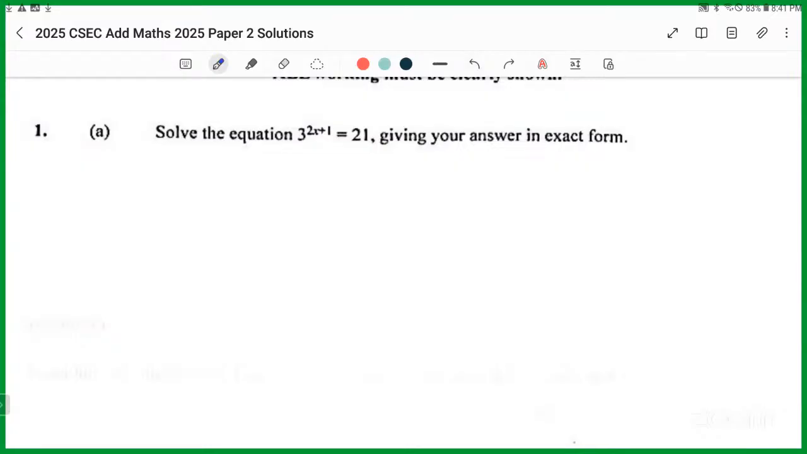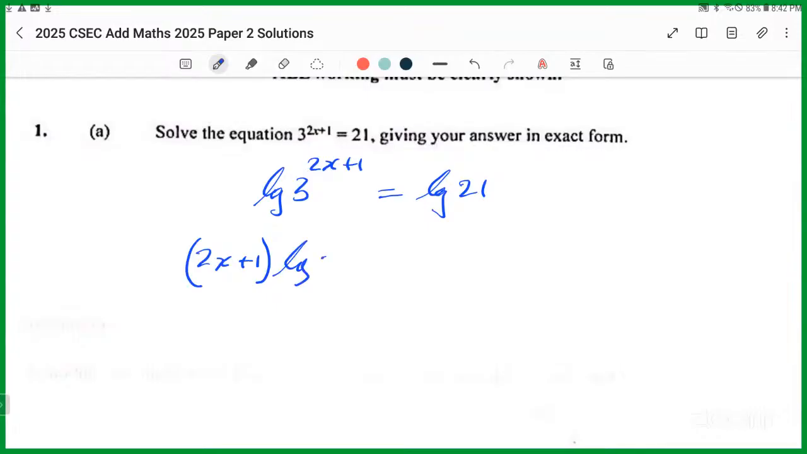I'm going to take the log of the left side, so it's going to be the log of 3 to the power 2x plus 1 equal to the log of 21. I'm not going to work this out because it said in exact form. What happens next is that this whole power comes to the front as a whole. Very important that it comes as a whole. So 2x plus 1 times the log of 3 equals the log of 21.